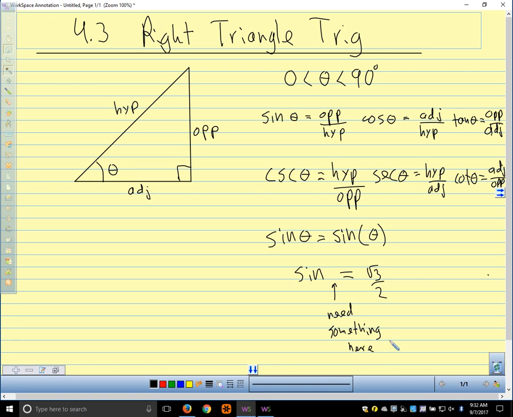So a lot of times students like to drop off the whatever. Saying this is kind of like saying square root equals 10. Square root of what equals 10? It doesn't make sense to say square root equals 10.